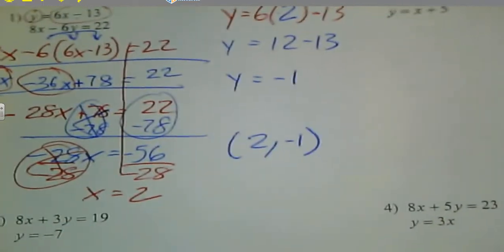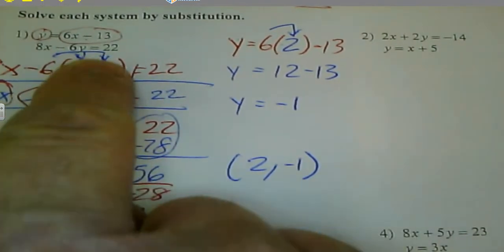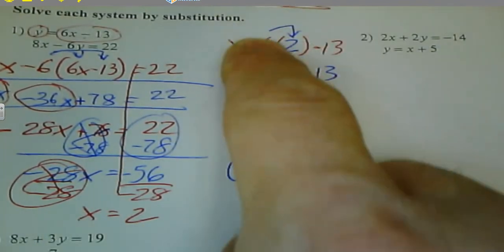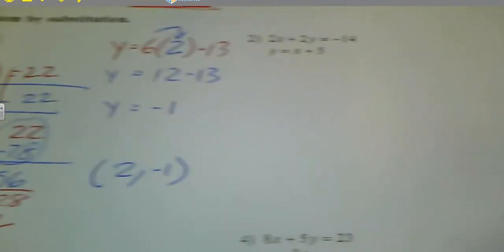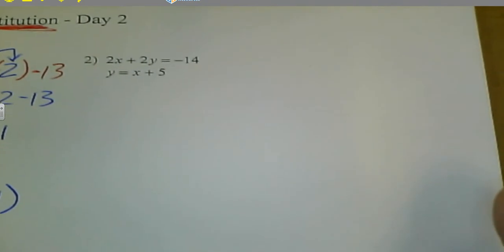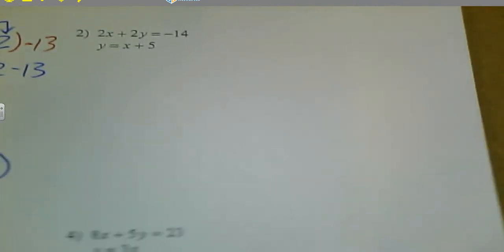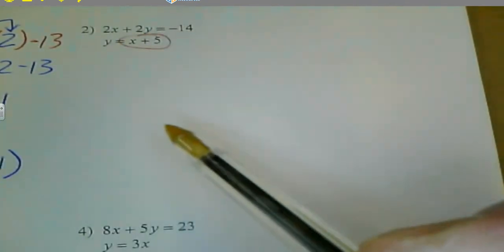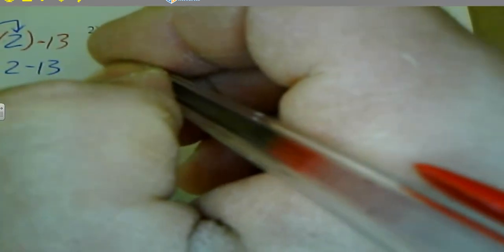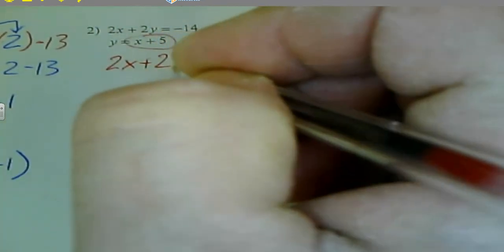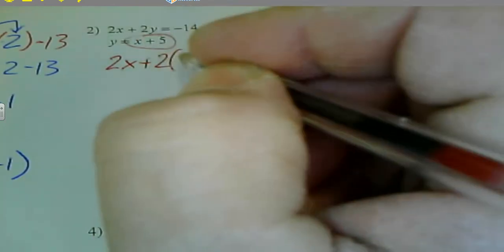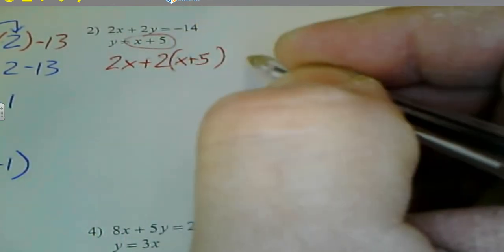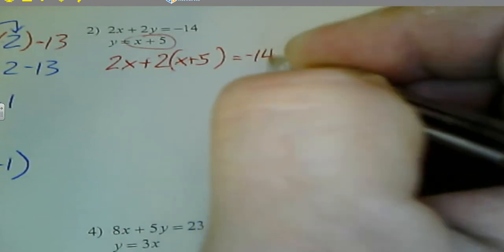So you see how you can organize that on your paper. I know some people are like, I don't have enough room. If you do all of it down here, and then go over here in the margin and do that. Same thing on the next side. You can do exactly the same thing. You have all of this is y. So what do we do? 2x plus 2 times x plus 5 equals negative 14. All I did was take what y is, the x plus 5, and put it right here.